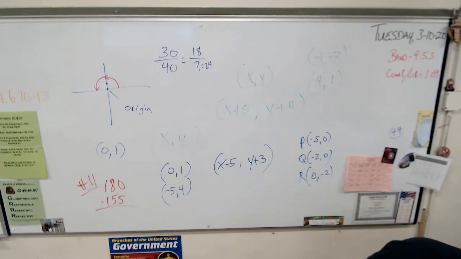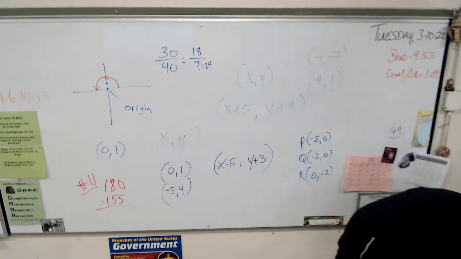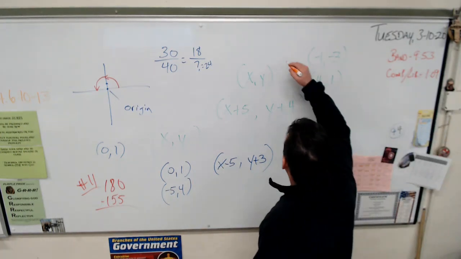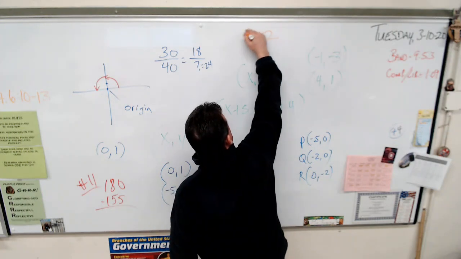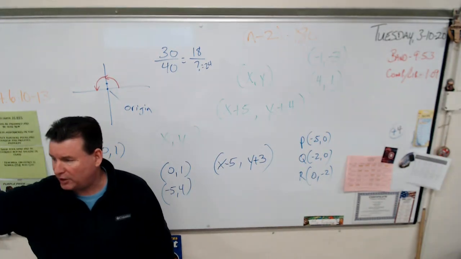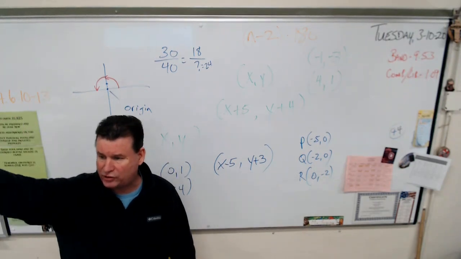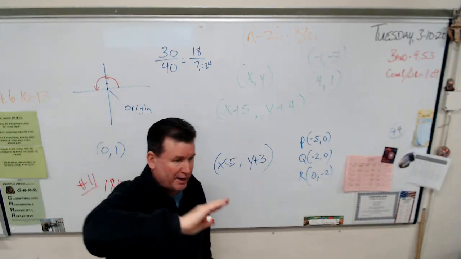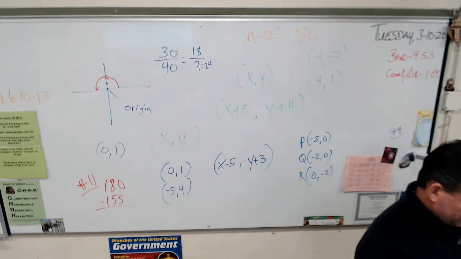15? In a heptagon, whoa! What do you got to remember in all polygons? N minus 2 times 180. That's all you got to remember. Heptagon has 7 sides. What's 7 minus 2? 5. 5 times 180. Boom, done. 900.